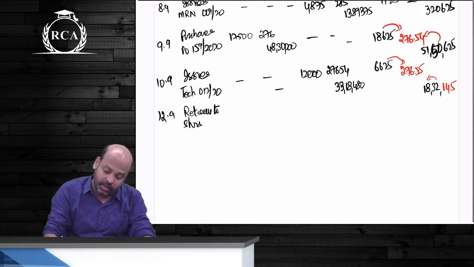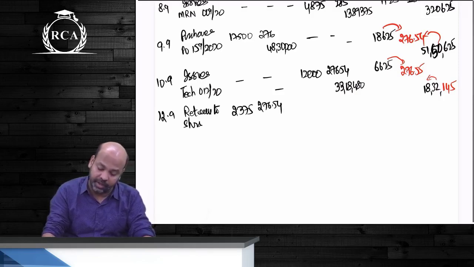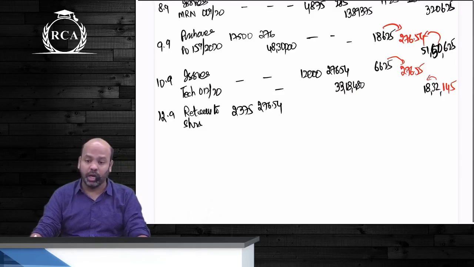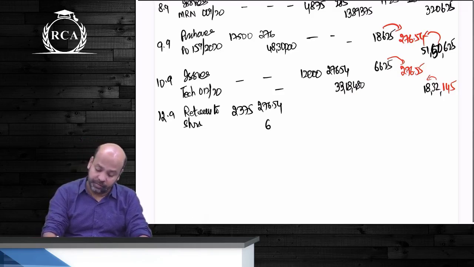Returns to stores, guys. So this, how many units? 2,375 units. They should be recorded at 276.54. The price at which they were originally issued. How much is 2,375 into 276.54? 656,783.